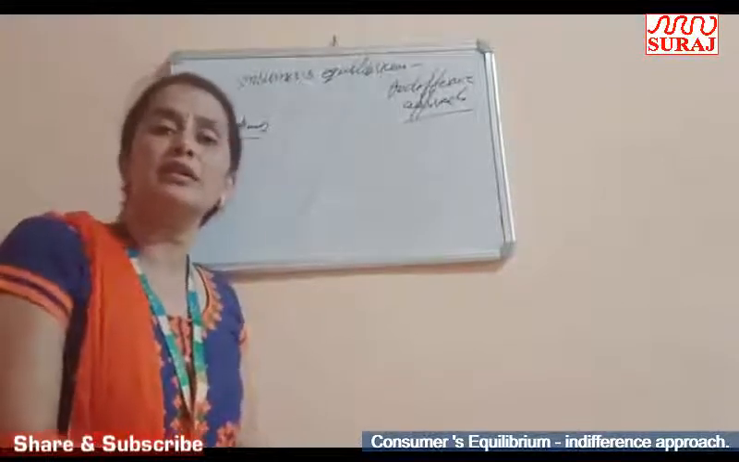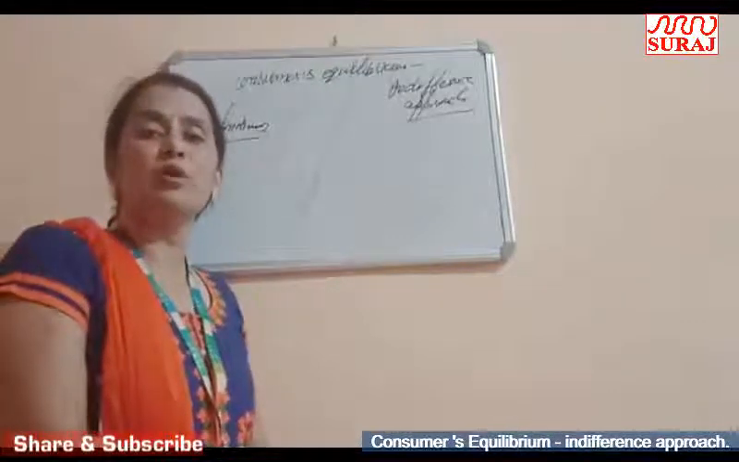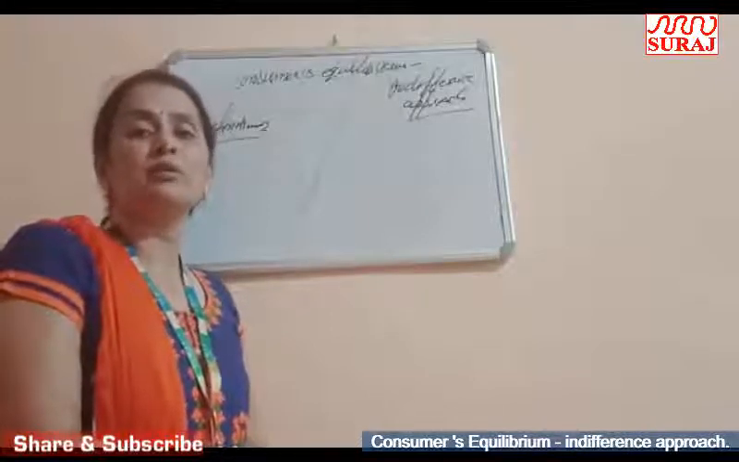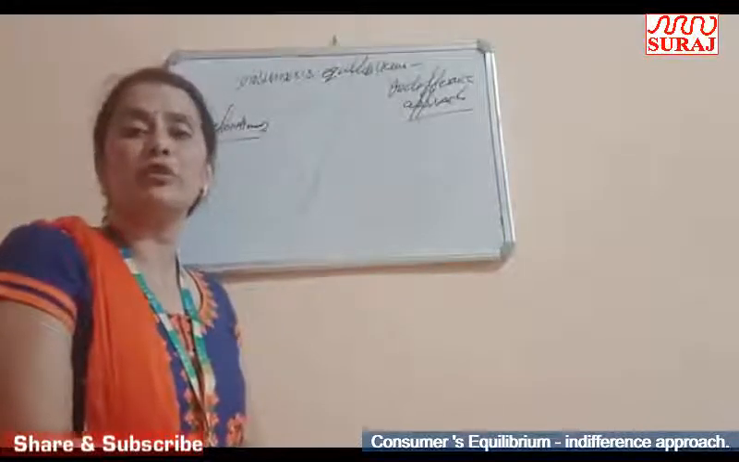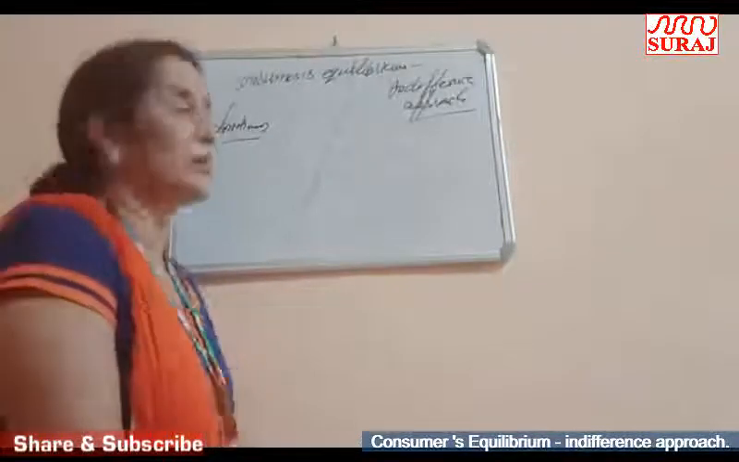It means the consumer is in equilibrium where the slope of IC and the slope of the budget line are equal to each other. This shows the equilibrium situation of the consumer. The consumer gets maximum satisfaction.